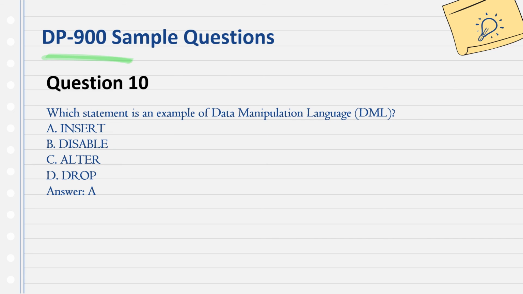Question 10. Which statement is an example of data manipulation language, DML? A. Insert. B. Disable. C. Alter. D. Drop. Answer: A.